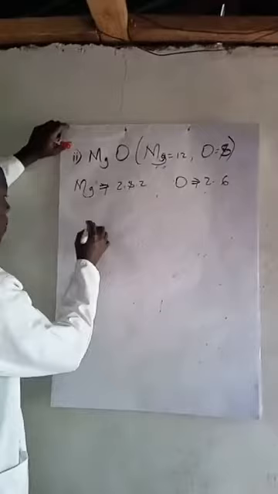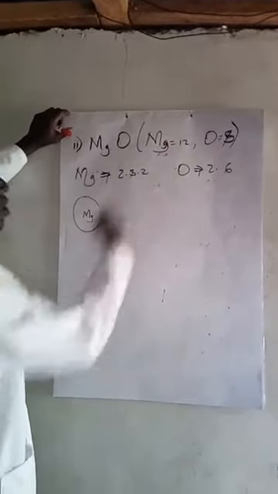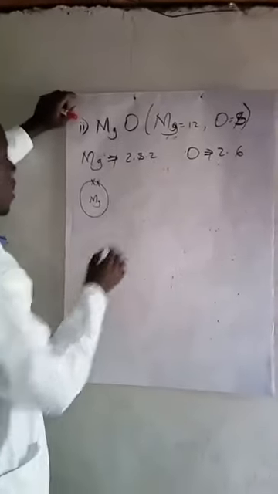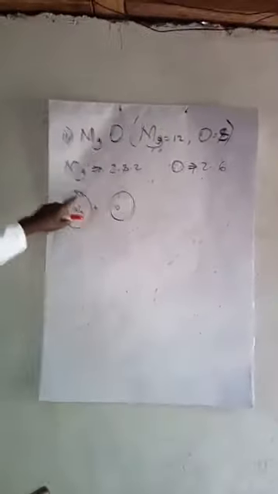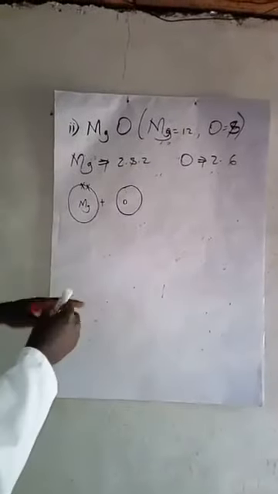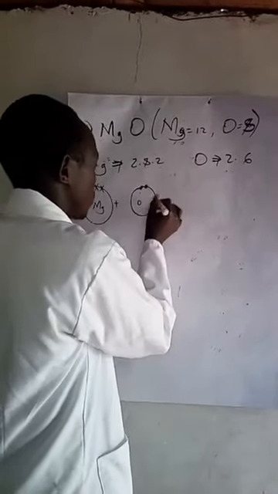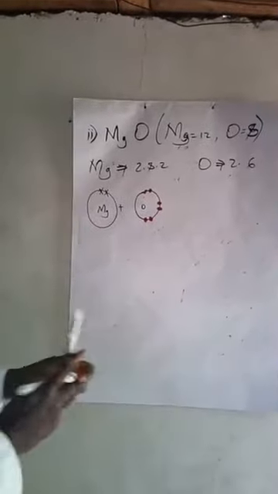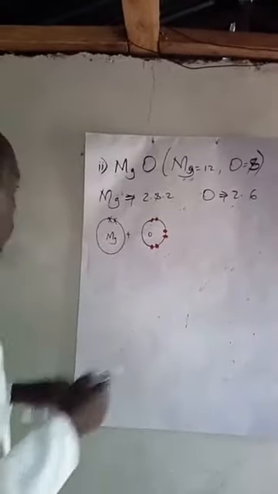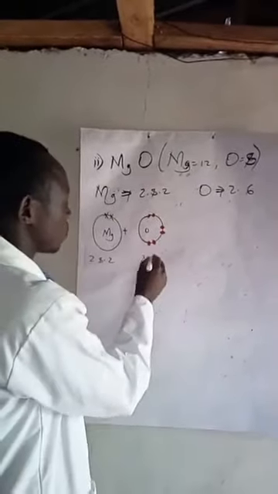So when you show that illustration, for the magnesium atom we draw 2, and then for oxygen we show 6. Because for this one we have used crosses, we are using dots for oxygen. So oxygen will be 6: 1, 2, 3, 4, 5, 6. So this is the magnesium atom and the oxygen atom. The magnesium atom is 2,8,2. The oxygen atom is 2,6.